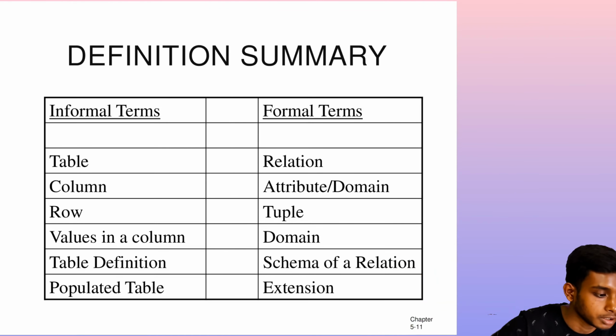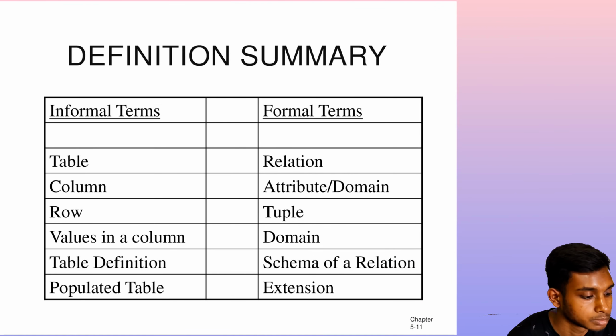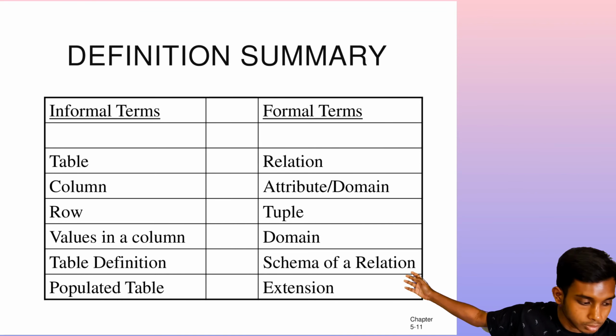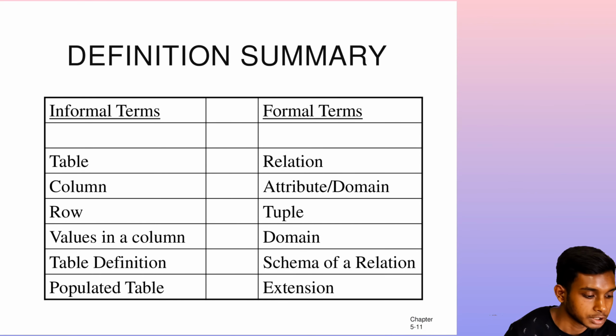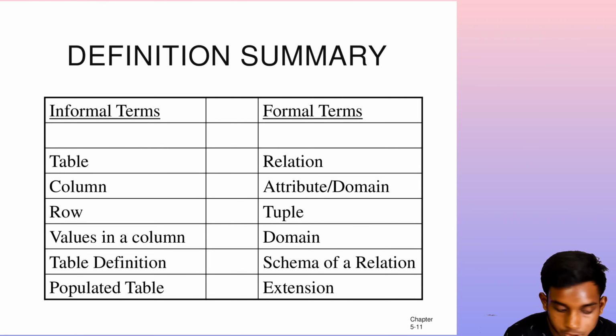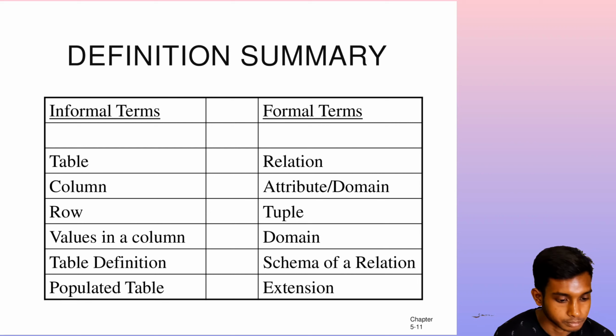Definition summary. Informal terms and formal terms. Table: relation. Column: attribute and domain. Row: tuple. Values in a common column: domain. Table definition: schema of a relation. Populated table: extension.